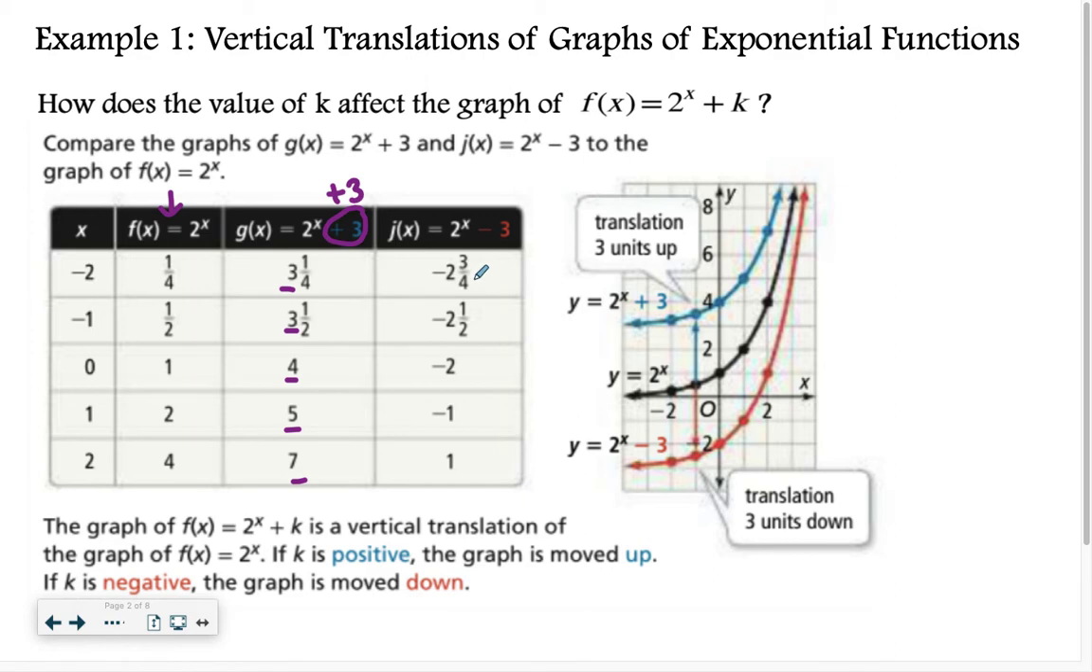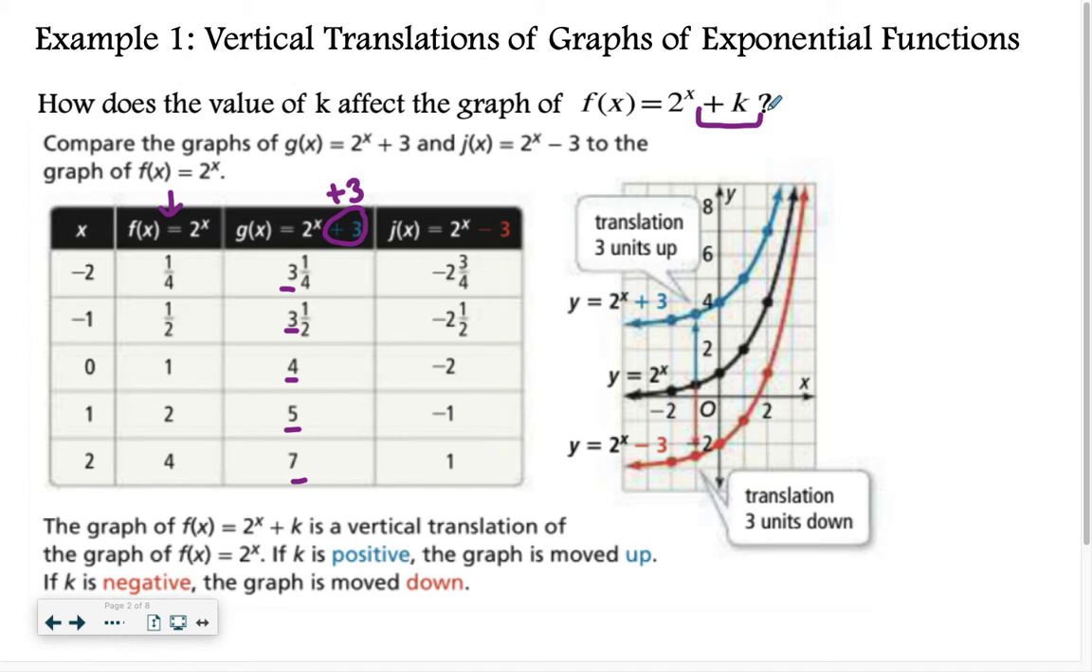Whenever you have something plus or minus on the end, remember that moves your graph up and down. And then the last column here, we have -3. So you can guess that -3 means I'm going to go down 3 units instead. Remember, whenever you have plus or minus a number after, that's when you are going to move the graph up and down. And when you move those graphs up and down, that also changes your range and it changes your asymptote.